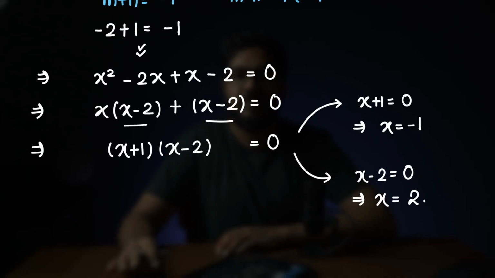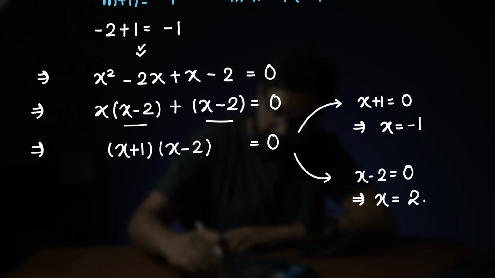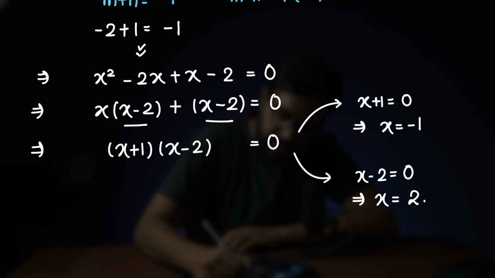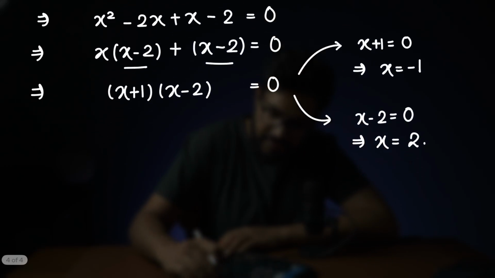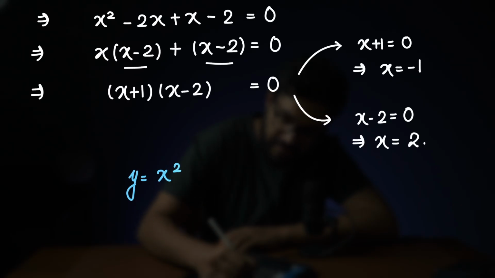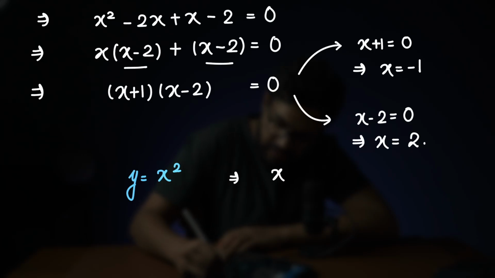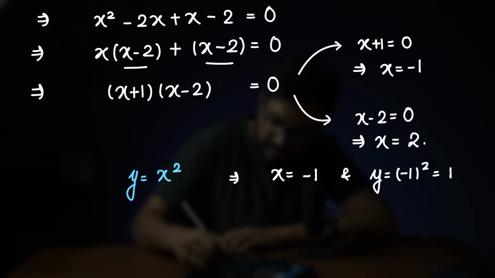Now after finding the x values, I would highly recommend finding the y values as well. Cambridge always awards full marks for finding both the coordinates. So I can use my linear equation or quadratic equation to find the y coordinate. So by the given quadratic equation, y is equal to x square. This implies when x is equal to negative 1, then the value of y is negative 1 square, which is positive 1.